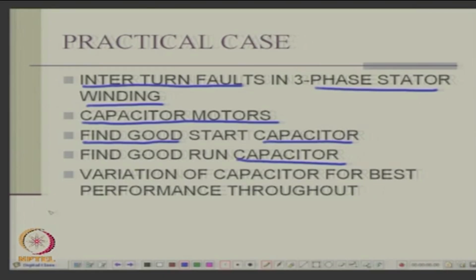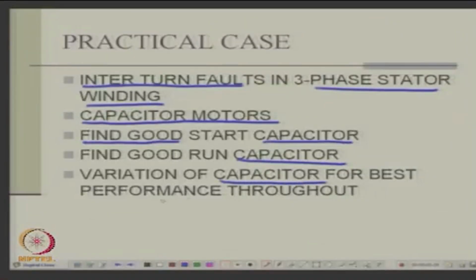So, a capacitor which is good at starting is not good at running, just like if you want somebody who should be a good sportsman as well as a good academic. Suppose an institute wants to have both, you can't have the same person do both. So, they may have to hire one sportsman and hire another academic. So, you must have one good starting and one good running capacitor. Then you may think of variation of the capacitor for best performance throughout. I may like to vary the capacitor, right. So, this is also one of the practical problems that you face.